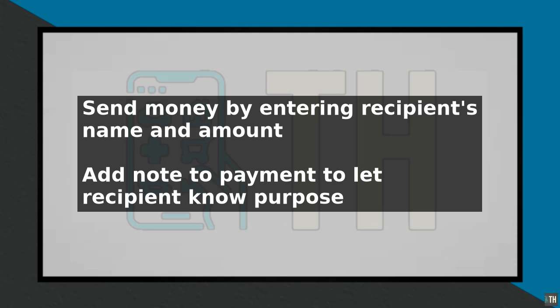Venmo also allows you to request money from others. To request money, open the Venmo app and click on the Request Money tab. Enter the recipient's name, email address, or phone number, and the amount you want to request. You can also add a note to the request to let the recipient know what the request is for.